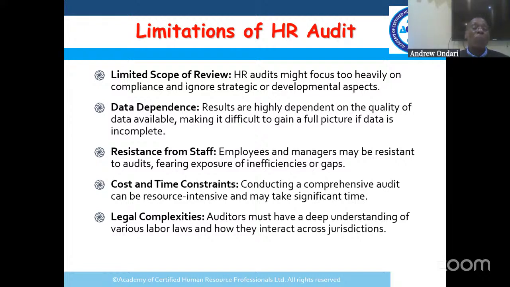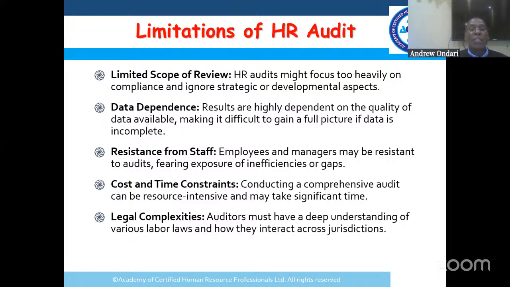For example, compliance. Many organizations are taken to court because of compliance issues. So the managers may focus mainly on compliance and forget about the effectiveness of other HR functions like recruitment, training, performance, and others. Speaking of which, we can talk about strategic aspects.